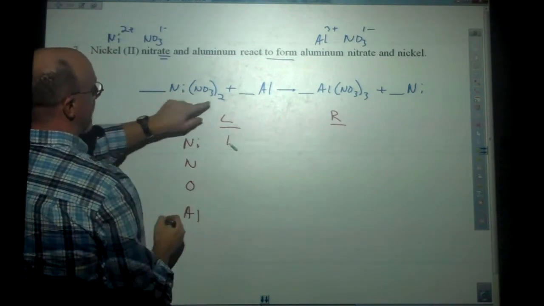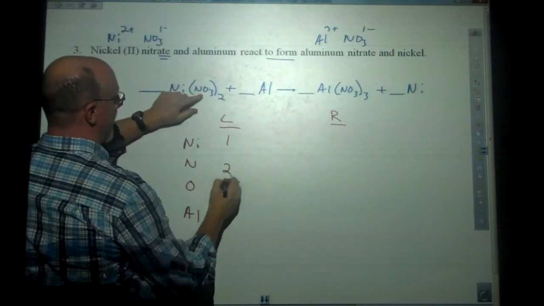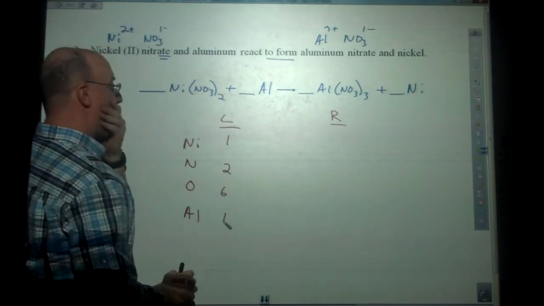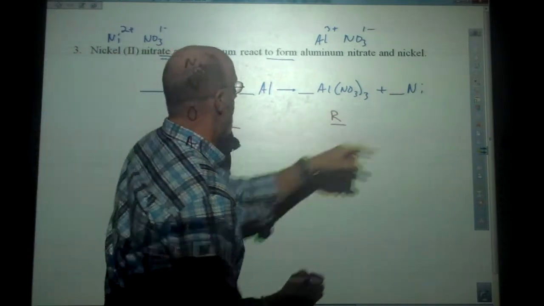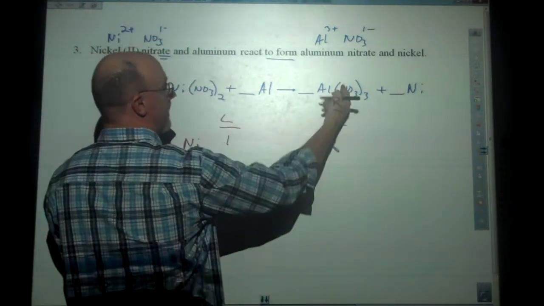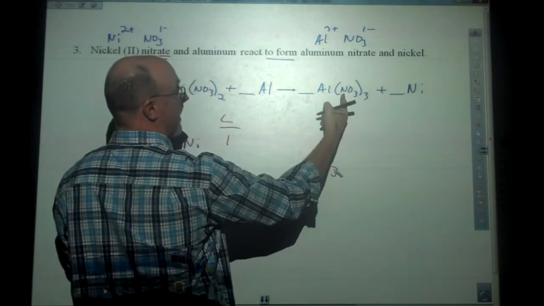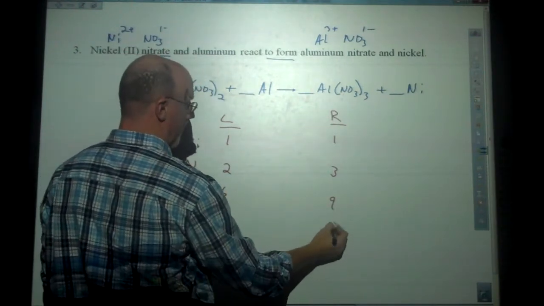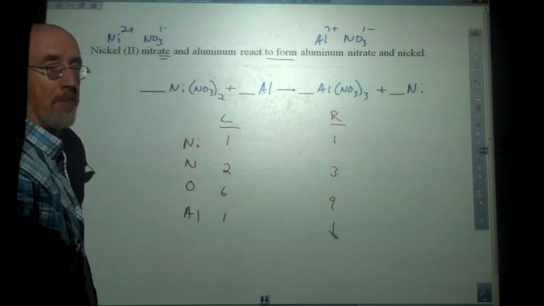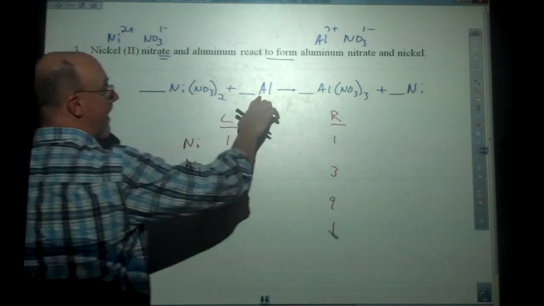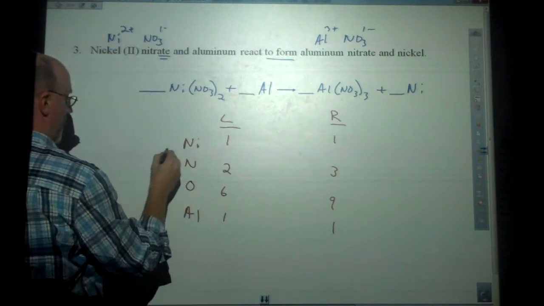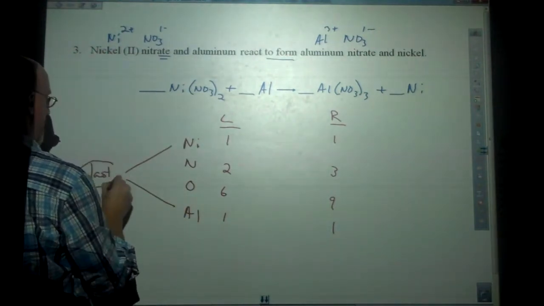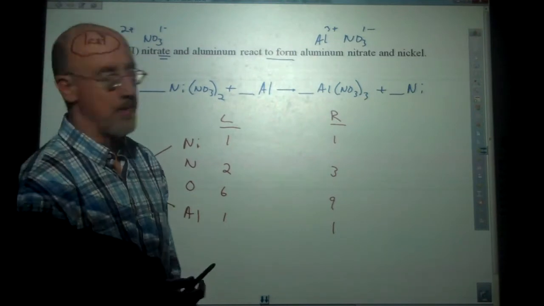On the left, we've got 1 nickel, 2 nitrogens, 2 times 3 is 6 oxygens, and 1 aluminum. On the right, nickel, we've got 1. Nitrogen is 3, so we're obviously not balanced. And 3 times 3 is 9 oxygens, definitely not balanced. There are 2 things on their own here, aluminum and nickel. So let's do those last. If we do those last, we won't affect any other elements.